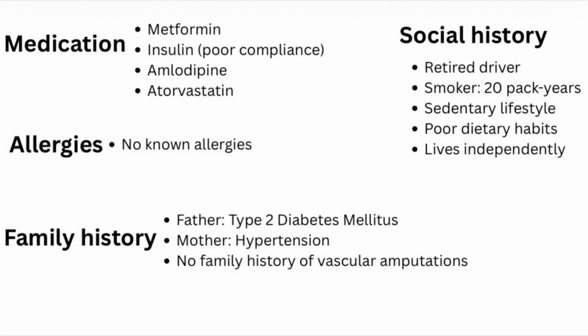He is currently on metformin and insulin, although there is poor compliance with insulin therapy. He is also taking amlodipine and atorvastatin. He has no known allergies. Socially, he is a retired driver with a history of smoking approximately 20 pack years, along with a sedentary lifestyle and poor dietary habits. All of these are significant contributors to his condition. Family history reveals type 2 diabetes in his father and hypertension in his mother.